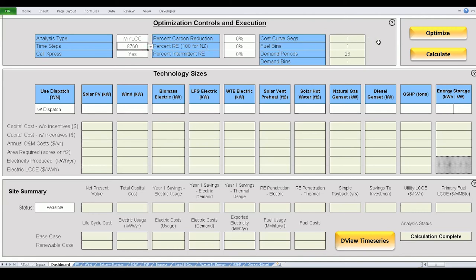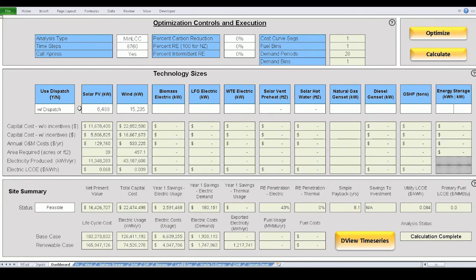When we click Optimize, the model is going to consider all the renewable energy technologies and pick the size of the technology that minimizes the life cycle cost of energy. You can see now that the sizes of the technologies are being returned from the optimization model. Here we can see that 6 megawatts of PV and 15 megawatts of wind are recommended.